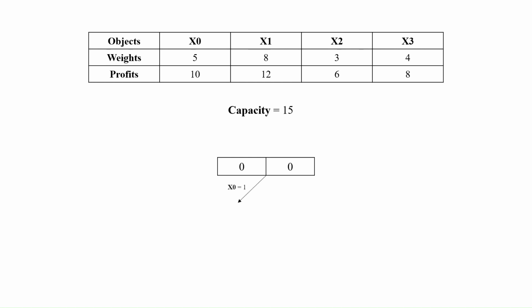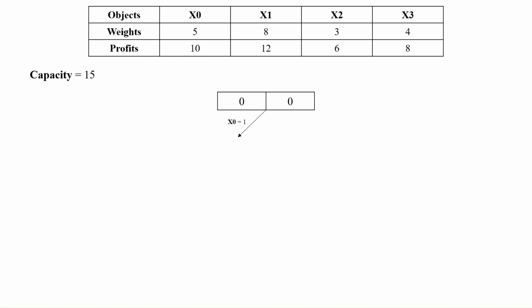So, for every node, there are two choices. One is considering this particular object and another one is not considering that particular object. Suppose x equals 1, we are considering that object. x equals 0, we are not considering that particular object. Now, let us generate the state space solution.